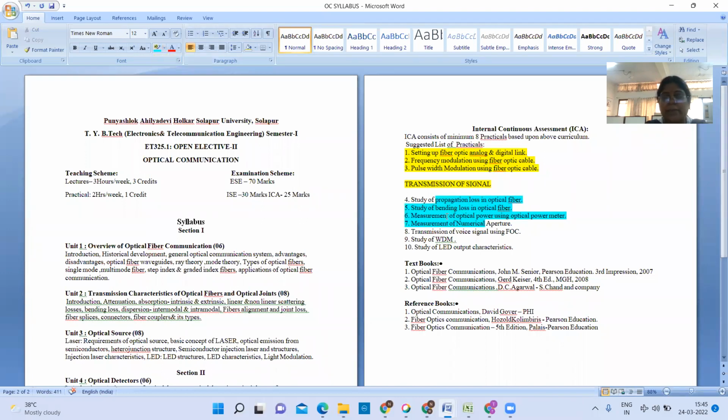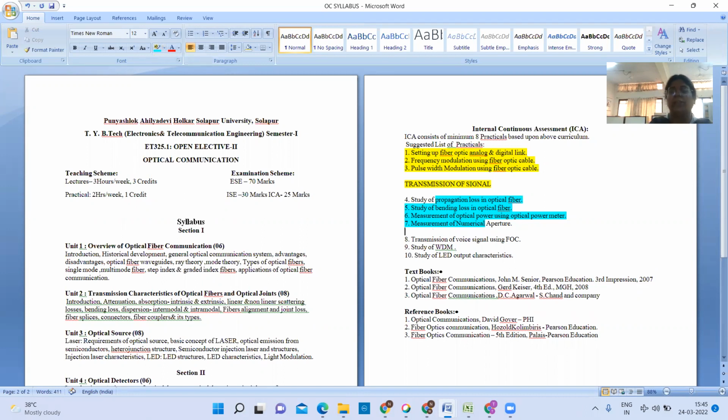The first is study of propagation loss. So you have to measure the propagation loss in optical fiber. That is experiment number 4. Then experiment number 5 is study of bending loss in optical fiber.